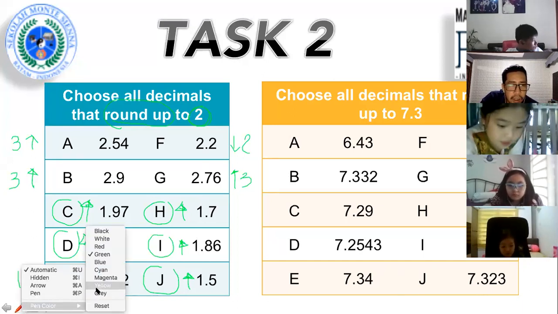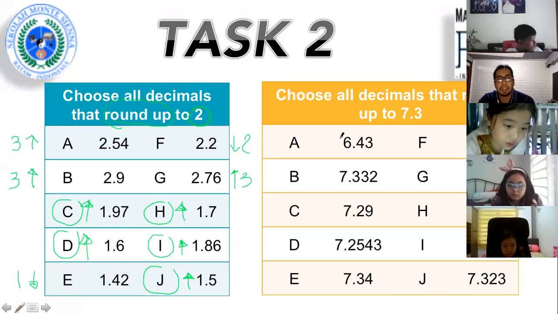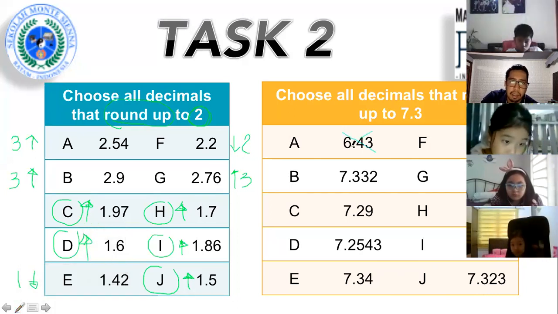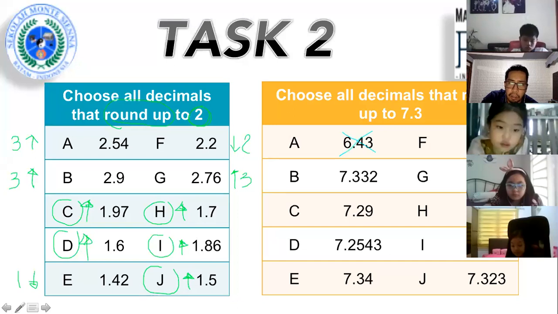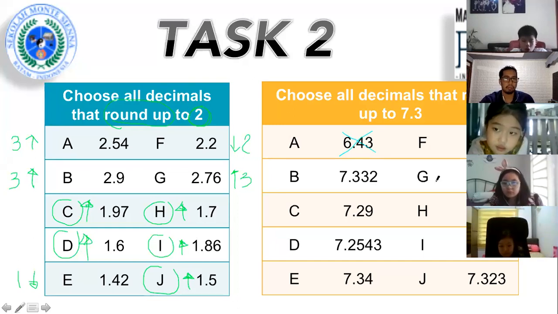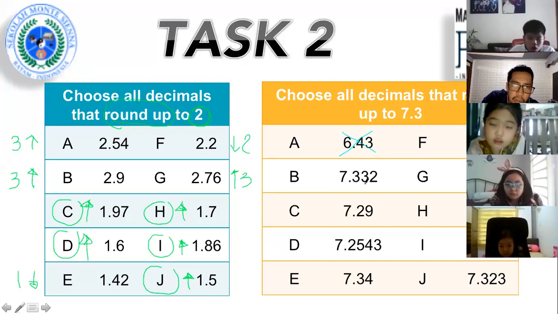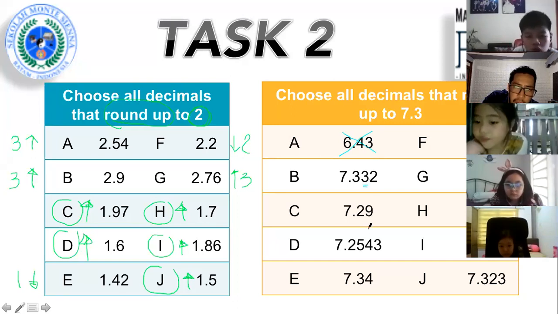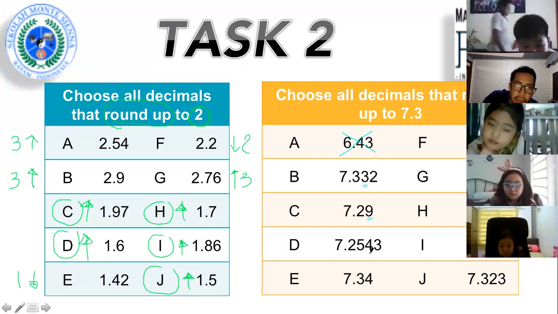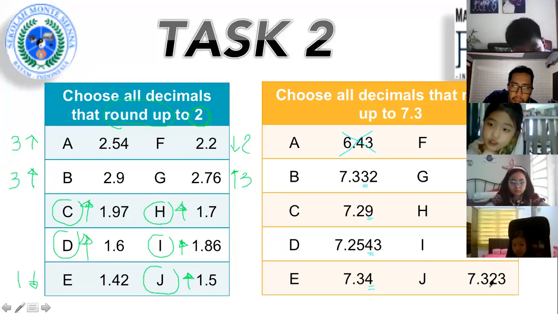So the technique here is that you remove all the numbers whose first digit is 6. I will cross out the following. And then you will base your answer from this number. You need to look at the second decimal or the hundredths.